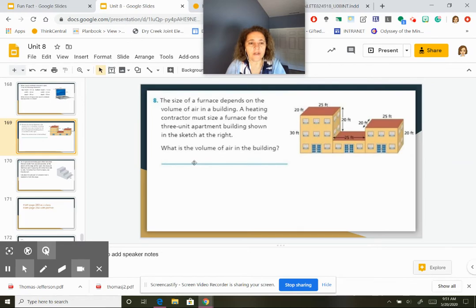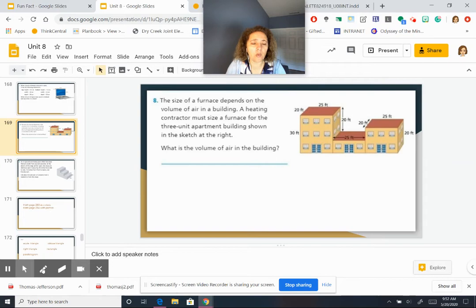All right, so let's look at the next problem. The size of a furnace depends on the volume of air in a building. A heating contractor must size a furnace for the 3-unit apartment building shown in the sketch at the right. What is the volume of the air in the building? Okay, so clearly here we don't have to color in the shapes. We can clearly see one building, second building, third building, right?